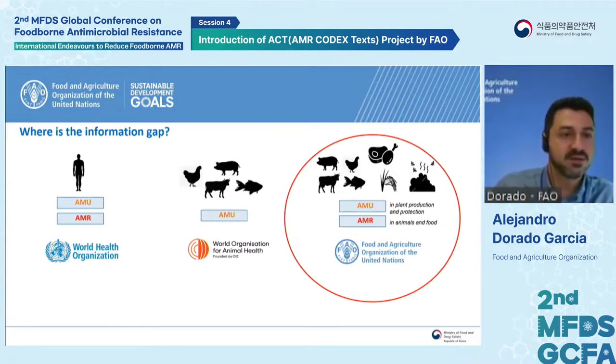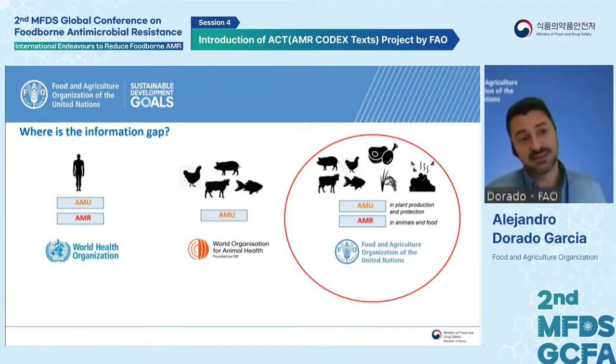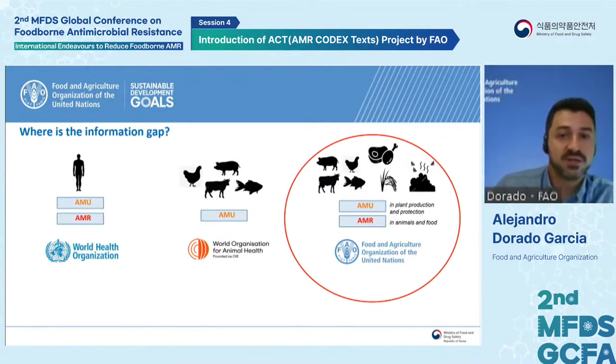And what is the responsibility of FAO in this picture? FAO is basically responsible for the collection of antimicrobial use in plants, so the use of antimicrobial pesticides, but also antimicrobial resistance in animals and food. And as I was saying before, until last year, 2021, the organization did not have this mandate. So now we have the mandate to start collecting this data, to start developing a platform, a system. So we see a clear information gap between the different organizations.